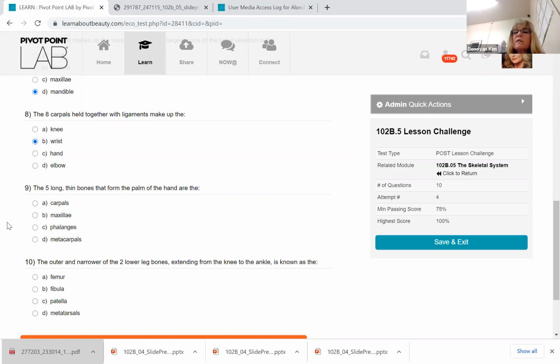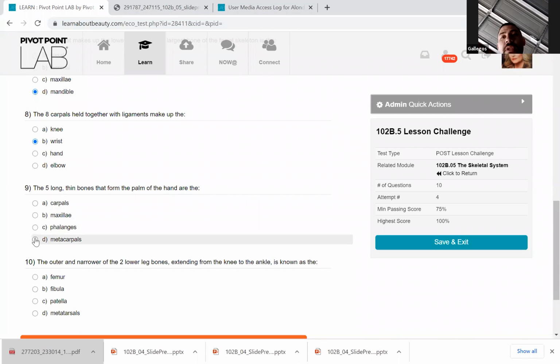Who is next after that? That would be Nick. All right, Nick, this is yours. 5 long, thin bones that form the palm of the hand are what? Phalanges. Okay.